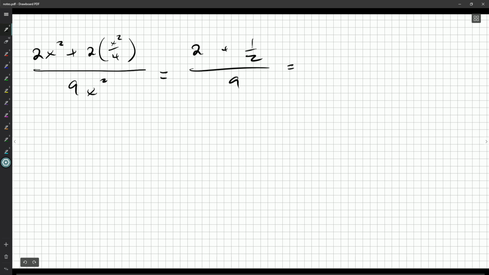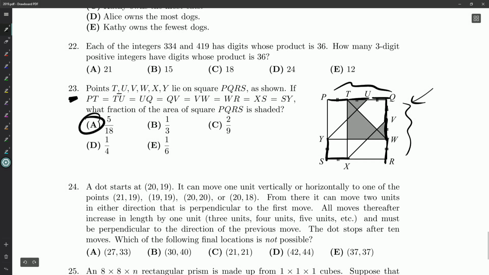So what have we got? Total shaded area of our square here, 2x squared plus 2 copies of x squared over 4. And we can divide the x squareds out. So this is really 2 plus 2 times 1/4, which is 1/2, over 9. We can add 2 and 1/2 to become 5/2. 5/2 over 9. We'll get 5/18 when we work it out. So we're looking for a fraction of 5/18, and that gets us answer A.